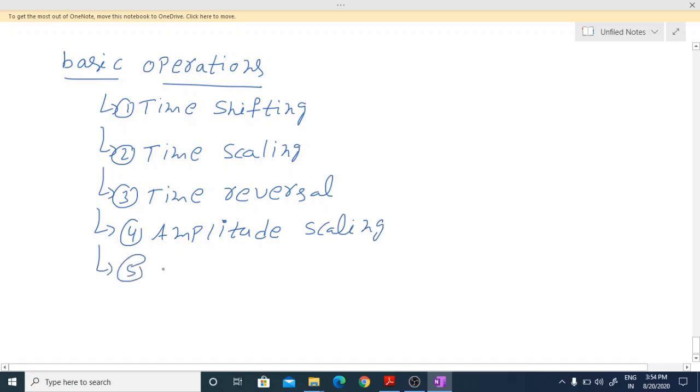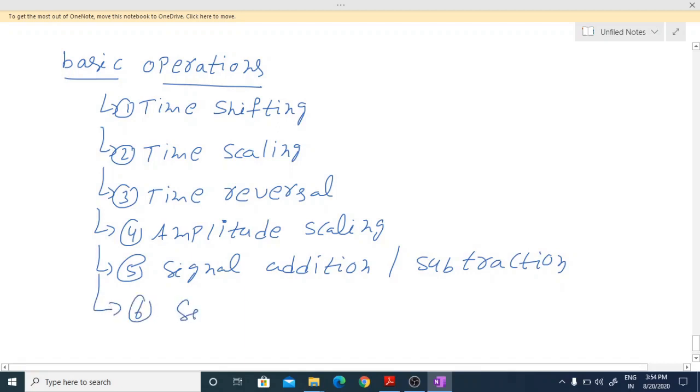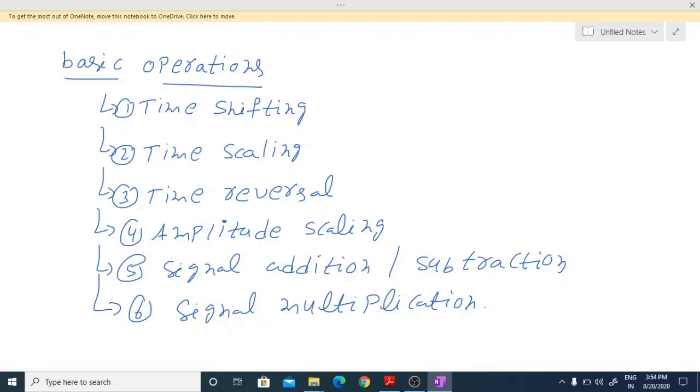Fifth one, signal addition or subtraction. The sixth one is signal multiplication. So these are the 6 different basic operations in signals and systems. Now we are going to discuss one by one.